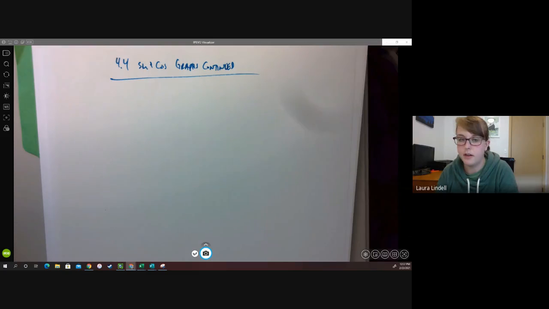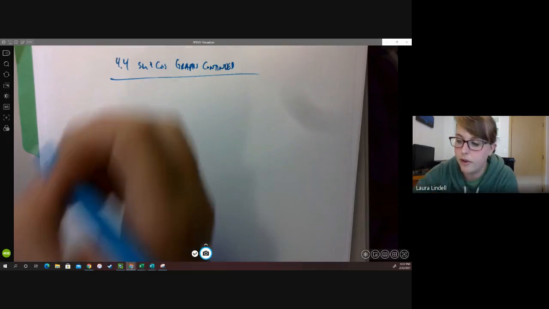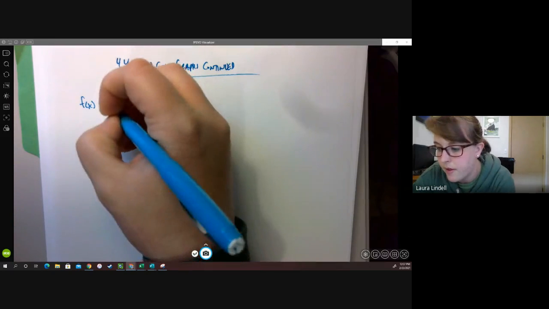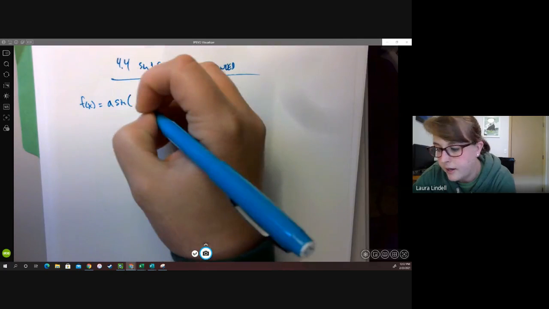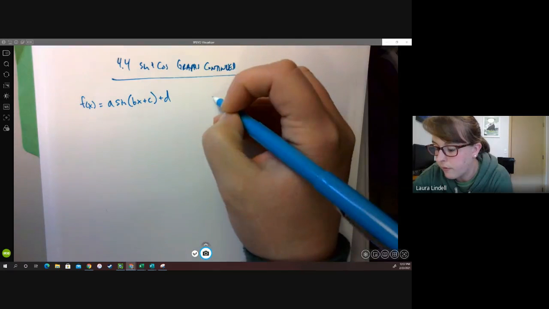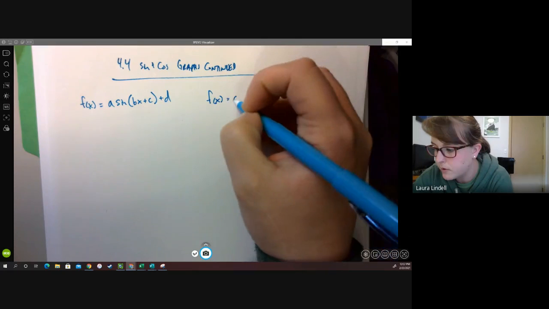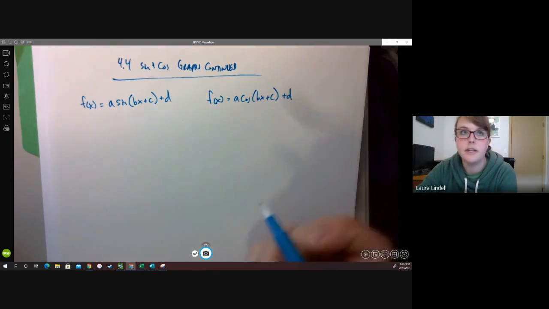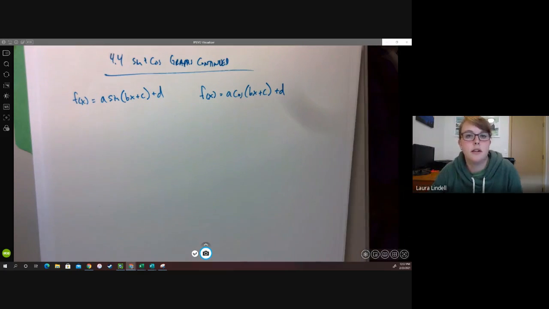So the standard form for a sine or a cosine function is f of x equals a sine of (bx plus c) plus d, or for cosine then f of x equals a cosine of (bx plus c) plus d. So we're going to jump right into finding things like amplitude, period, phase shift, vertical shift from the function itself without even looking at the graph.